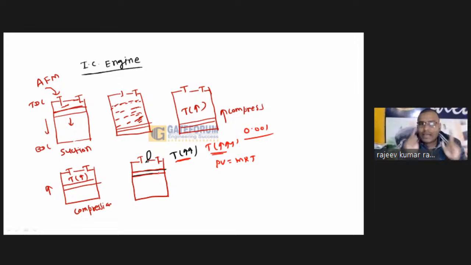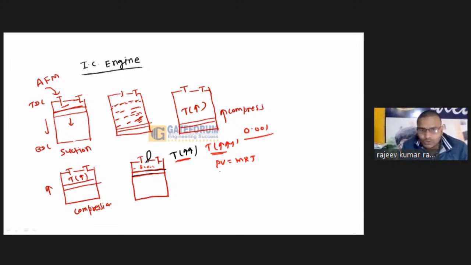Therefore, my dear friends, I used to say that the auto engine is a constant volume heat addition. Why? Because when burning takes place, this piston will be approximately in the rest condition. So in this case, this volume is constant. So we can say that the auto cycle, or spark engine, or SI engine, is a constant volume heat addition. Are you getting this point?